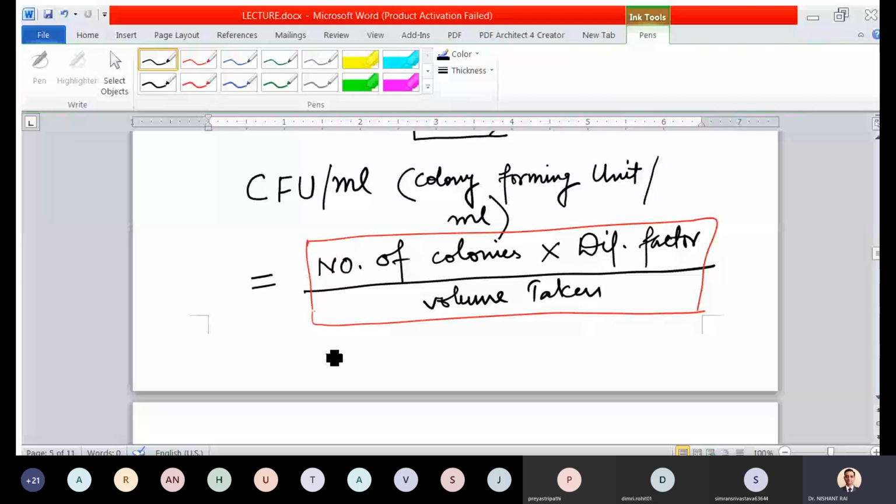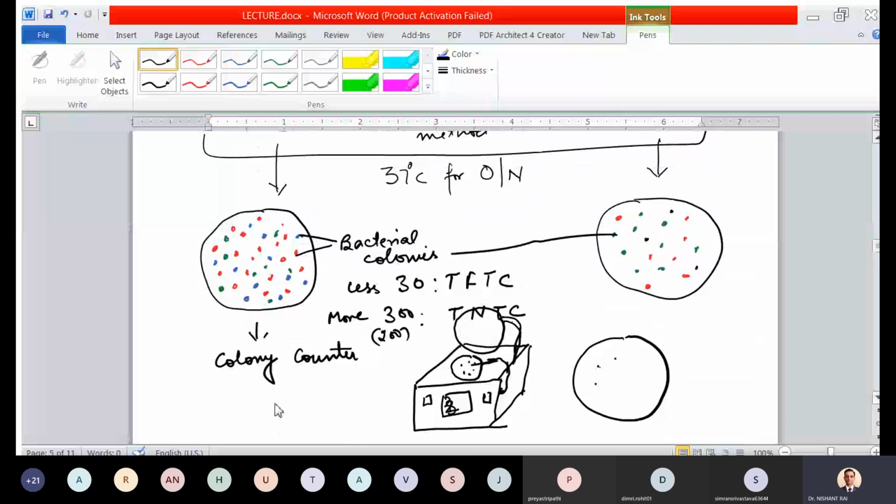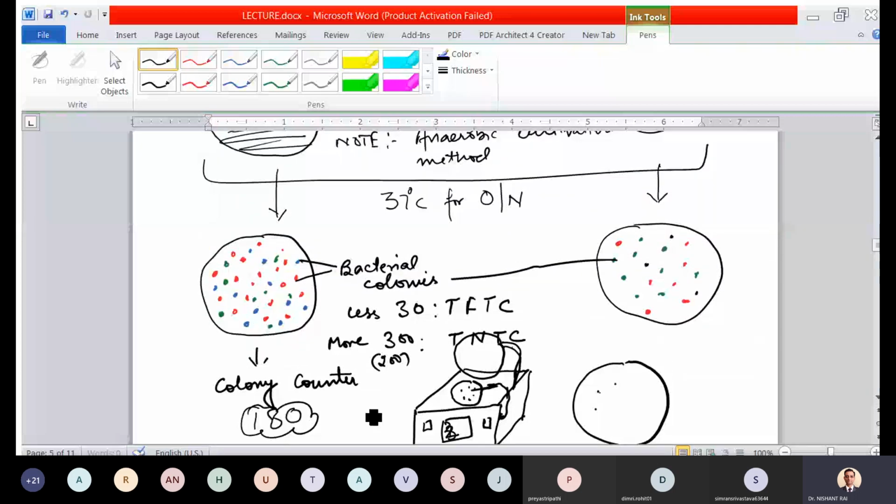Now, what is the number of colonies here? Here the number of colonies is the colonies you have counted on the plate. Let us suppose the number of colonies is 180.